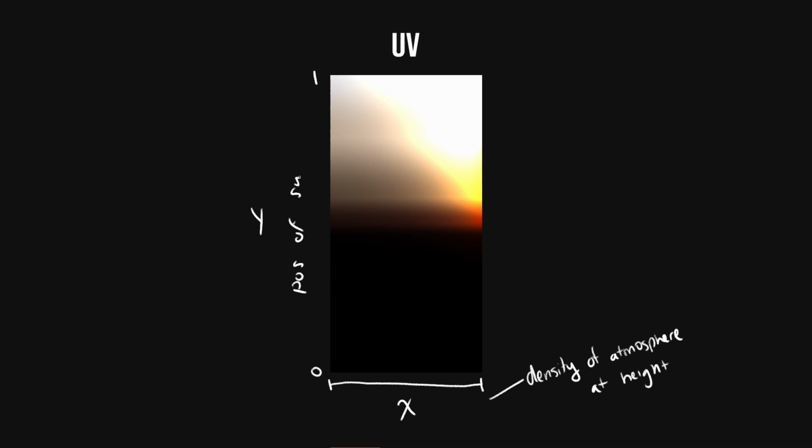Using the UVs of the texture, the X value represents the density at certain altitudes in the atmosphere, and the Y value represents the position of the sun, 0 being pointing up and 1 being pointing down. If you rotate to match my gradient alpha setup, it might make a little bit more sense. The good news is I already have the Y value from my light direction ready to go. The bad news is I have to figure out the X.